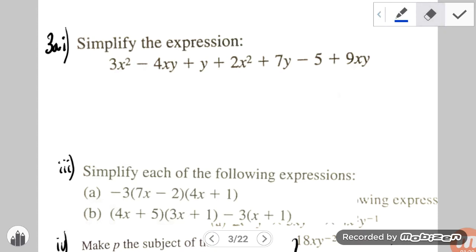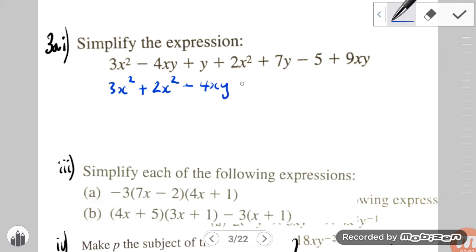First thing, we are going to need to arrange according to terms that are alike, or group like terms, as most teachers would say. So we're going to start off with the square, so 3x squared. Let's move this 2x squared right beside here. There are no more squares, so we move on to the xy terms. That's minus 4xy, and there is a plus 9xy over there, so here and here. Then we're going to have the y terms, so that's plus y and plus 7y, and then we have that last constant here, minus 5.